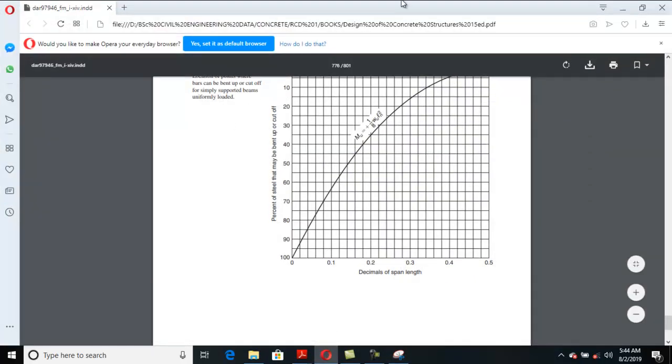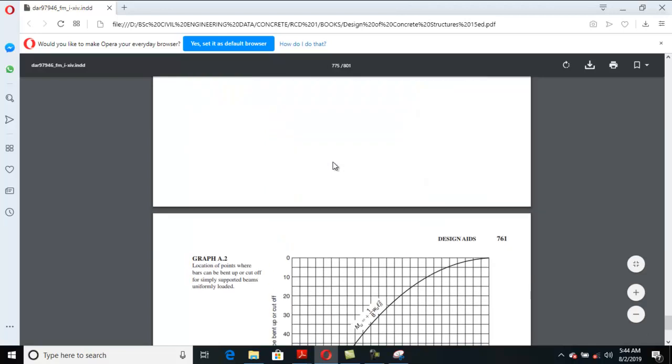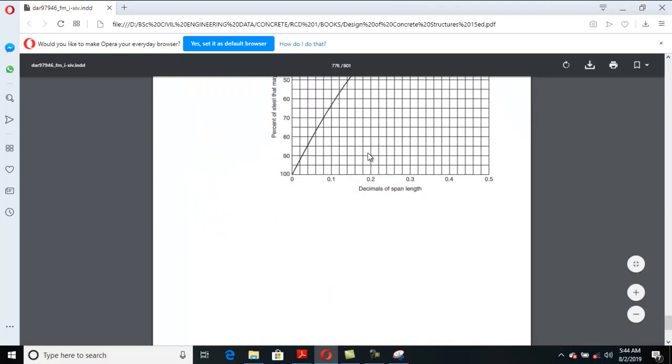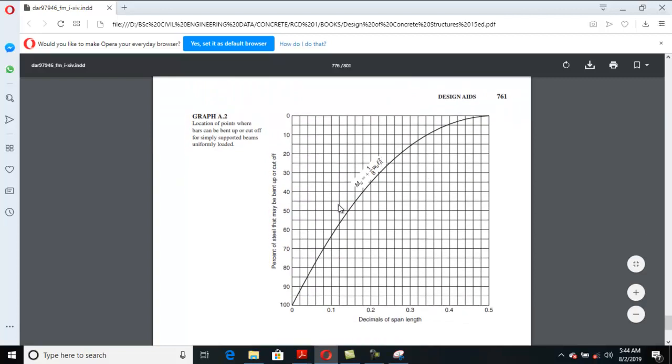You can see it is in the end pages of the Nilson book, and this is the graph here. This is a kind of scale diagram, and this is the percentage of bars which may be cut off at any point. So if you want to cut off your 50% bars, you just need to select this point and just come down.